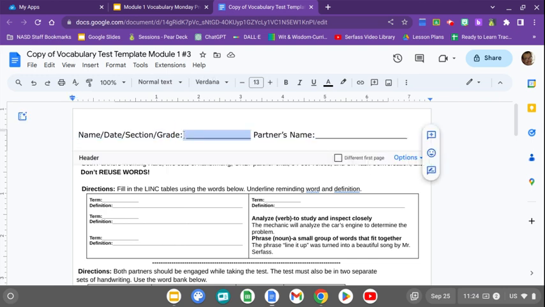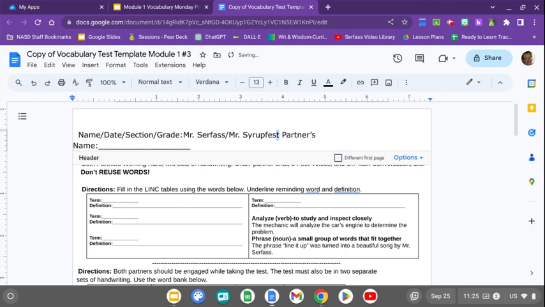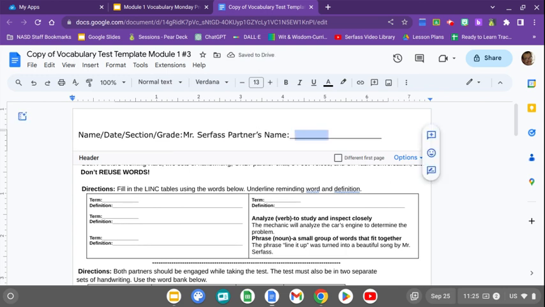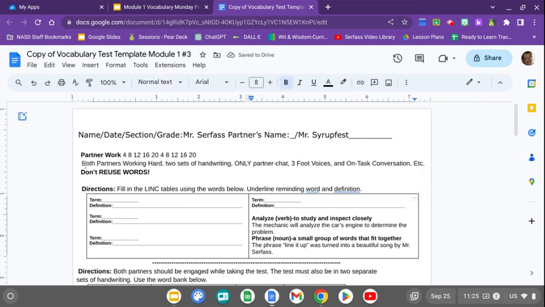So up here, I'm going to put my name, Mr. Surface, and my partner in crime, Mr. Syrupfest, right? You haven't met him yet, but he's my partner, right? I'm going to put my partner's name right there on the partner line. Boom. Now, both partner work.